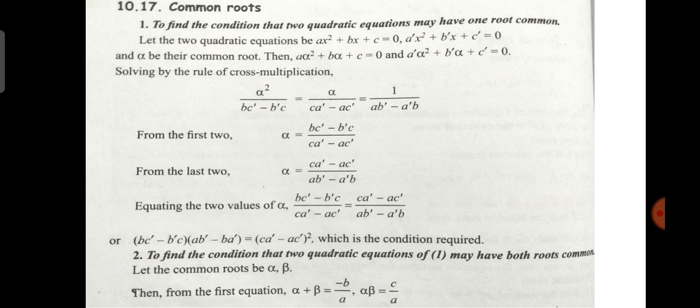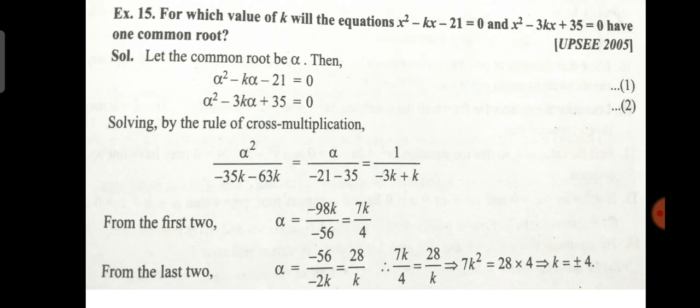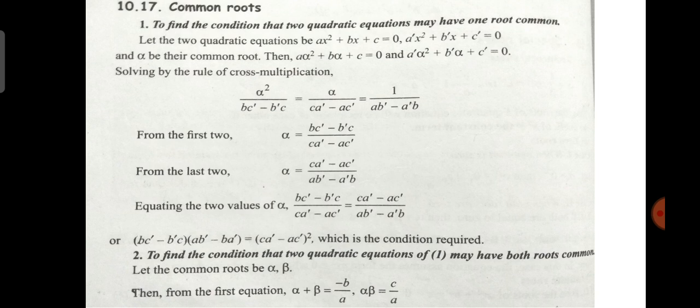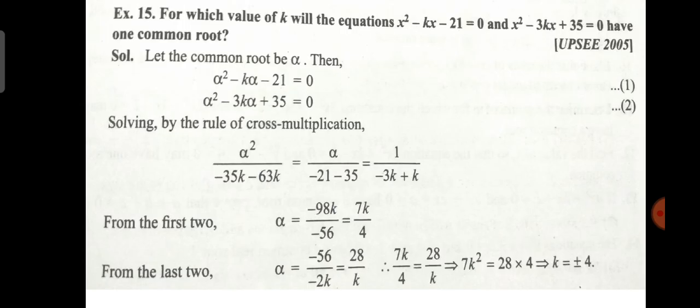Okay, one common root, at least one common root. If both roots are common, then the condition is alpha plus beta is minus b by a, alpha beta equal to c by a.